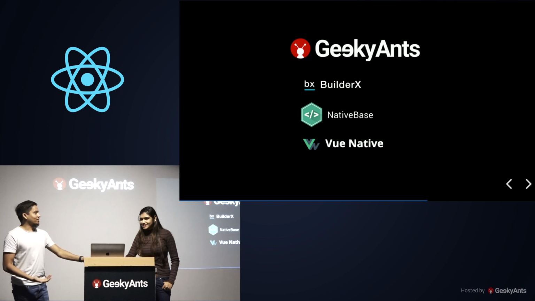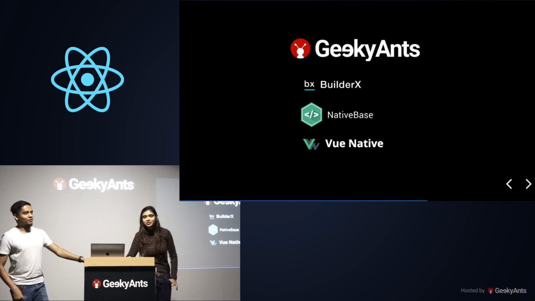And if you see these products, they are actually based on React. Yes. So NativeBase, you can see that's an open source contribution. That's a UI library for React Native, and Vue Native, which is also built on React Native; Vue Native is a transpiler, which transpiles to React Native again. BuilderX is a product. It's a design tool which gives you React and React Native code. So you can see that we love React and React Native so much that we built a tool which can write React and React Native for you.